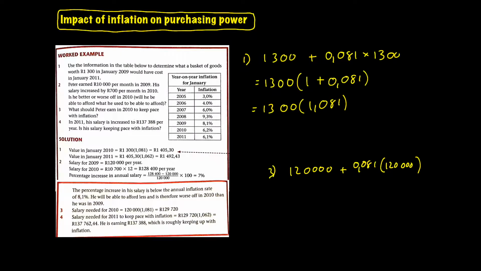Right, question 4. In 2011, his salary is increased to 137,388 per year. Is his salary keeping pace with inflation? Right, so again, in question 4 solutions, we work out what he would need to keep pace with inflation. So his previous salary of 129,720 is increased by the inflation rate of 6.2% to give 137,762. Now he's getting 137,388, which over a year is like a couple of hundred rand difference. So we can say that it's roughly keeping up with inflation.